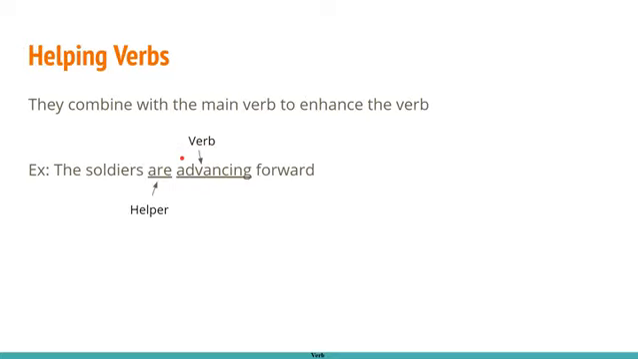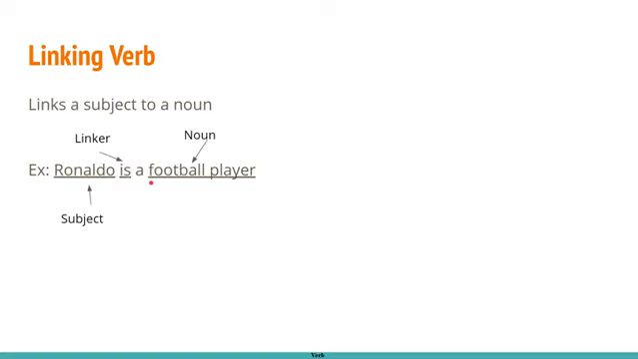Helping verbs. Helping verbs are nothing but verbs which tell us more about the main verb. Here, advancing is linked with or. So this or is nothing but a helper, or you can say a helping verb. Linking verbs. Here, the subject, that is Ronaldo, is linked with the noun, that is football player. So this kind of linker is nothing but a linking verb.